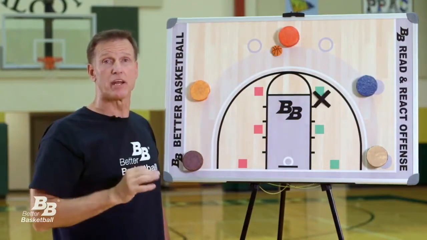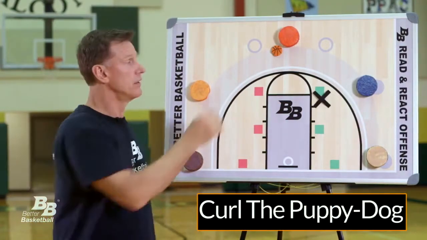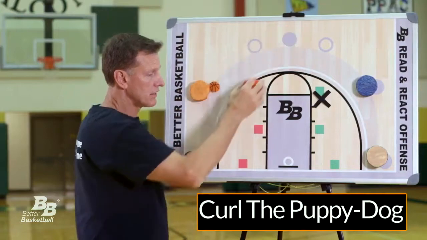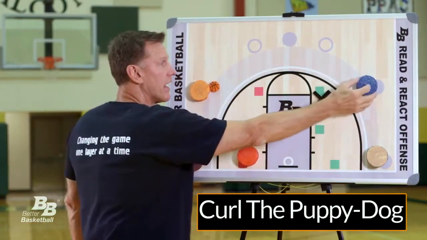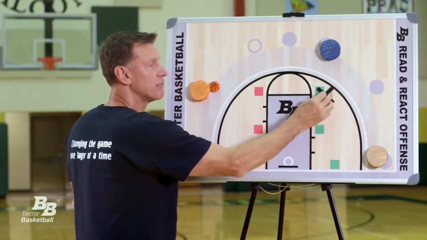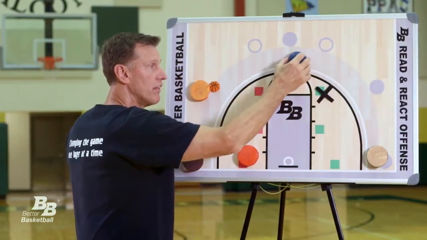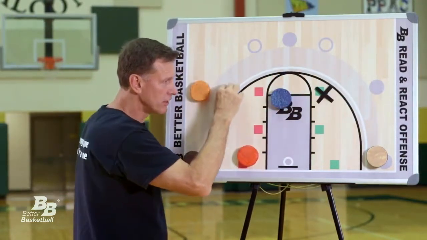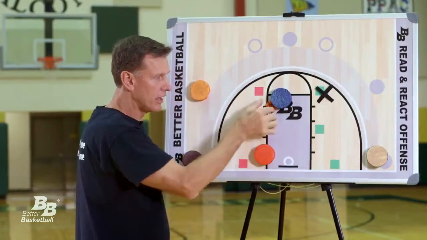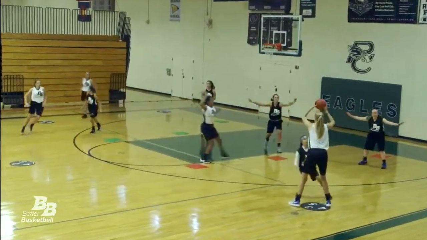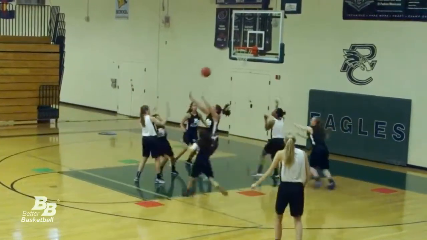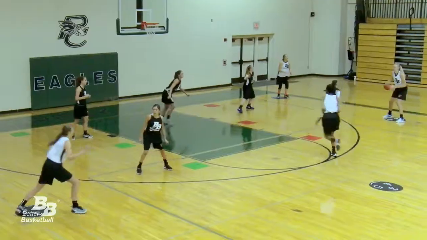The same can be said about curling the puppy dog. Pass, cut, and as you're filling, the weak side defender has gone asleep. Then curl the puppy dog, catch the ball in the nail, and we nail them. Another good drill.